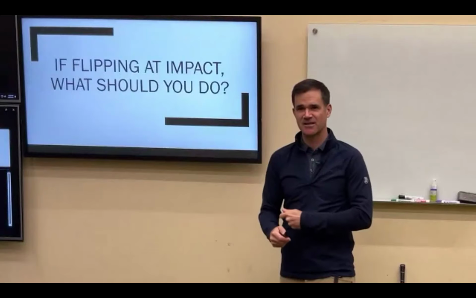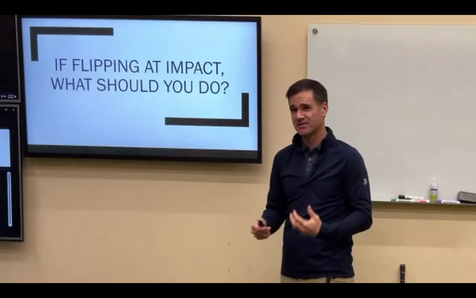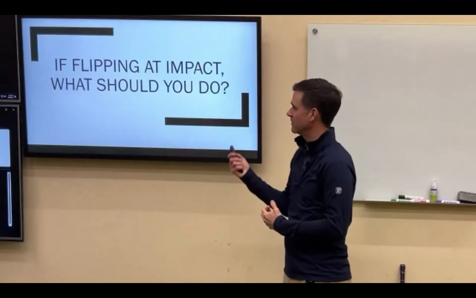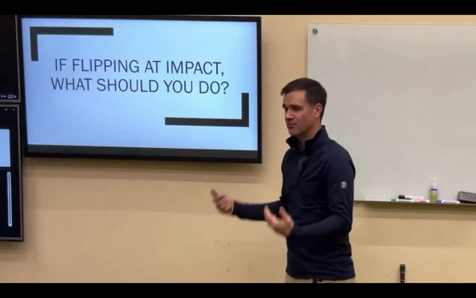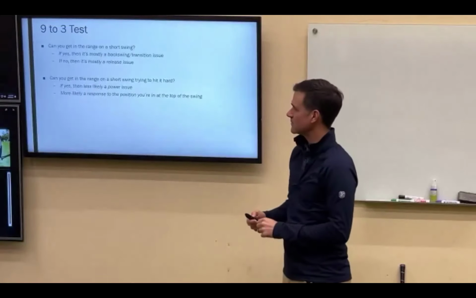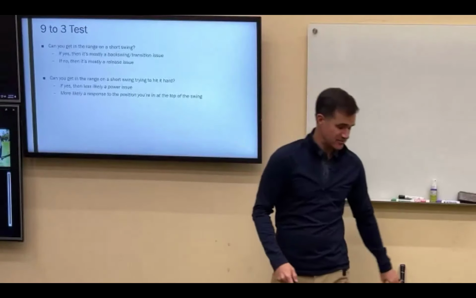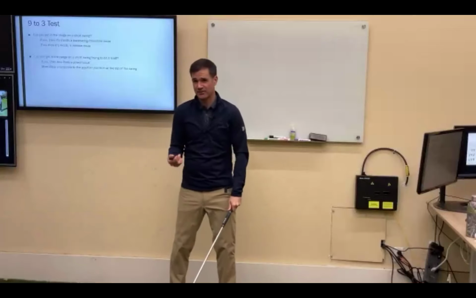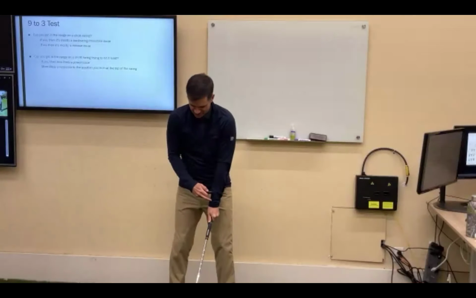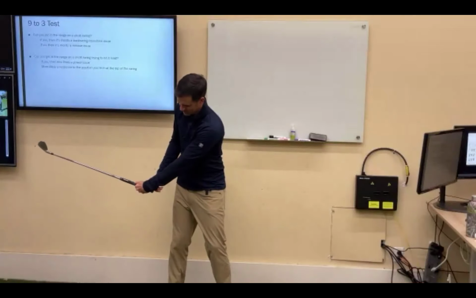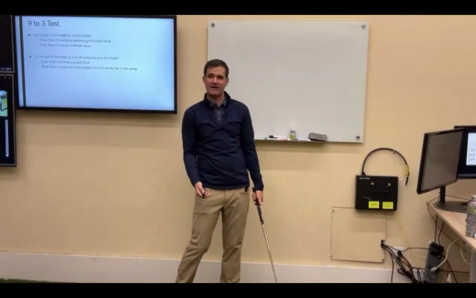That's one of the things that's going to give us a lot more consistency and quality and compression. So if you're flipping at impact, what are we going to do about it? Okay, I have a little test for you, which is called a 9 to 3 test, which is basically you're going to go out the next session and you're going to see if you can get more flexion if you do a little half swing.